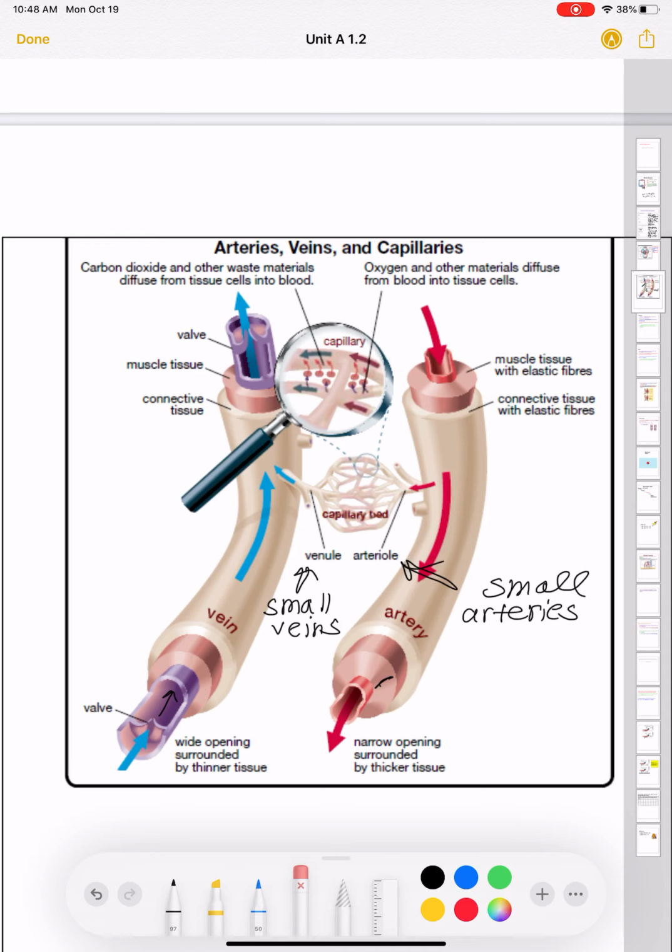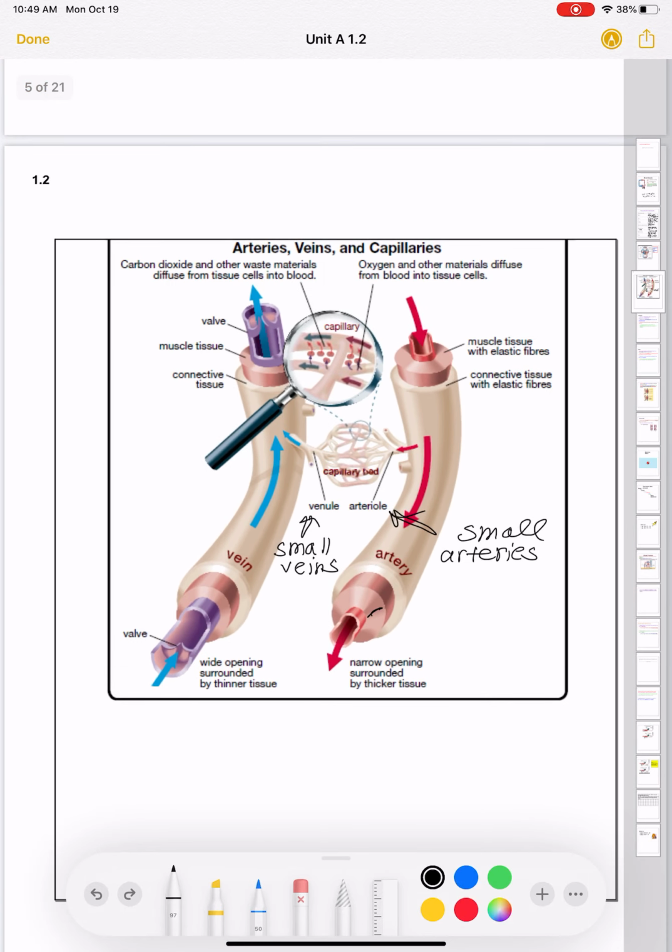If you notice, there is some muscle in the veins, but not quite as elastic, and it's a much thinner set of elasticity or muscle compared to over here. Okay? So that is what those look like.